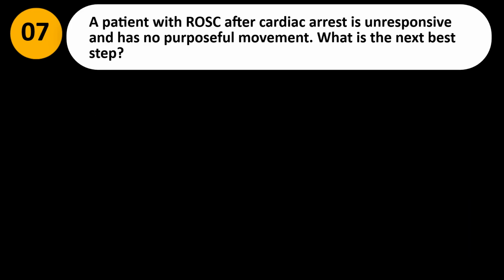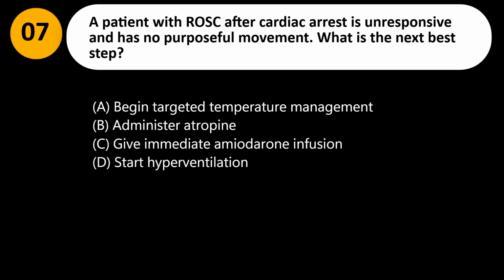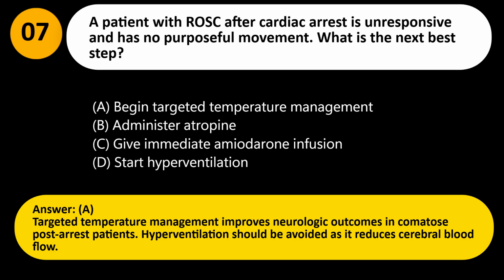A patient with ROSC after cardiac arrest is unresponsive and has no purposeful movement. What is the next best step? A. Begin targeted temperature management. B. Administer atropine. C. Give immediate amiodarone infusion. D. Start hyperventilation. Answer, A. Targeted temperature management improves neurologic outcomes in comatose post-arrest patients. Hyperventilation should be avoided as it reduces cerebral blood flow.